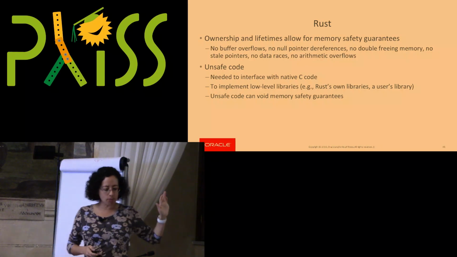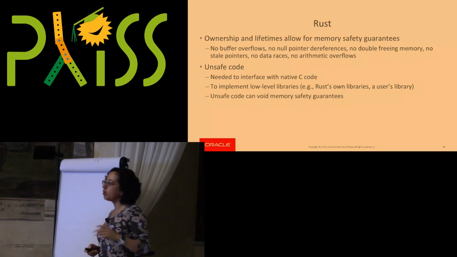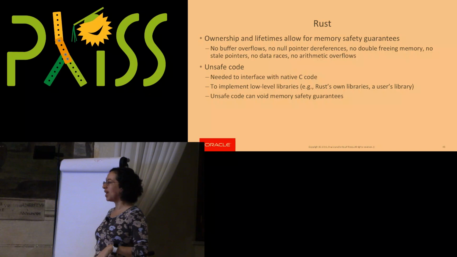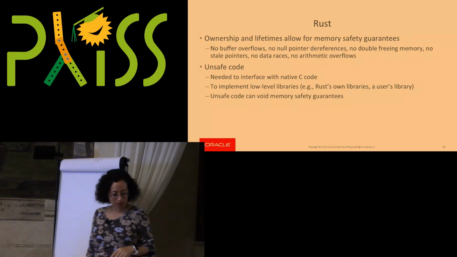You do, in some cases, need to make use of unsafe code because there's so much code written in the world that sometimes you need to interoperate with pieces of C code.